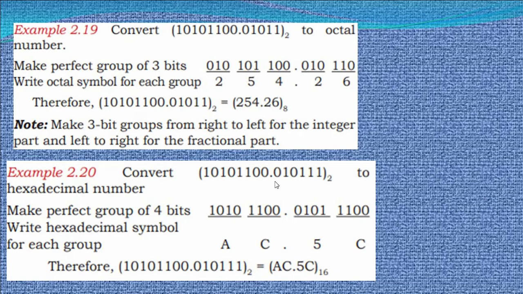Then after the decimal place, we look from left to right. So 0, 1, 0, 1. Then we have 1, 1. But we want to make a perfect group of 4 bits. So we add 2 zeros after that. Then we write the hexadecimal symbols using the table. So this is equivalent to A, this is C, this is 5, and this is C. So the answer becomes AC.5C, which is in base 16, or the hexadecimal form.